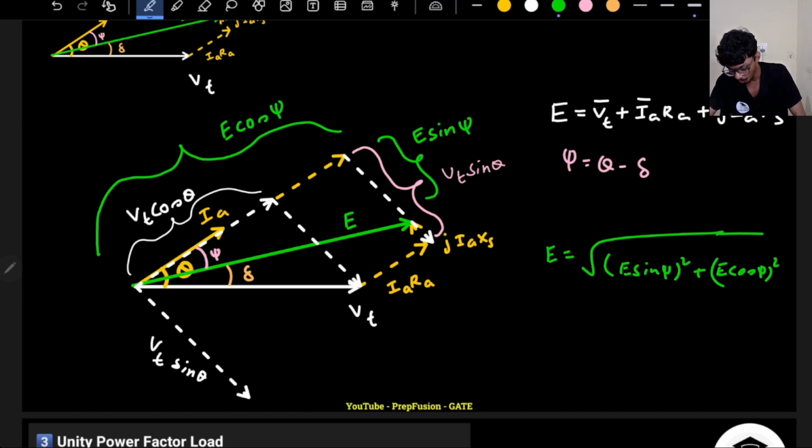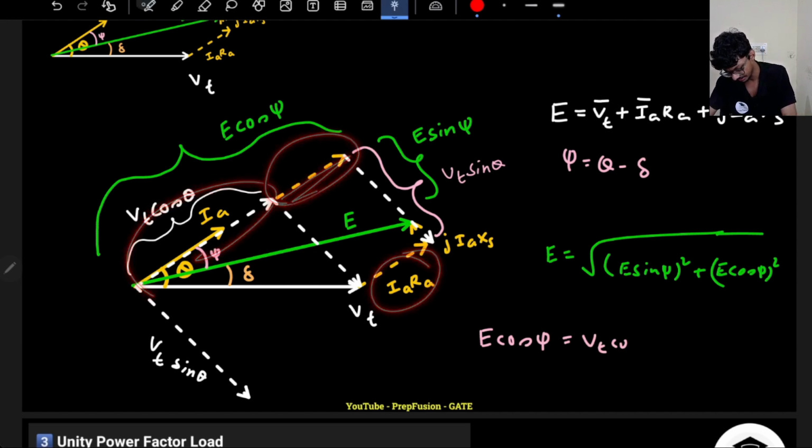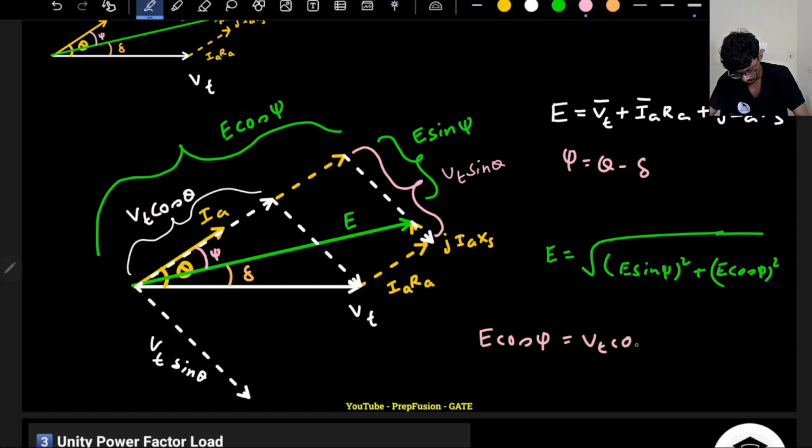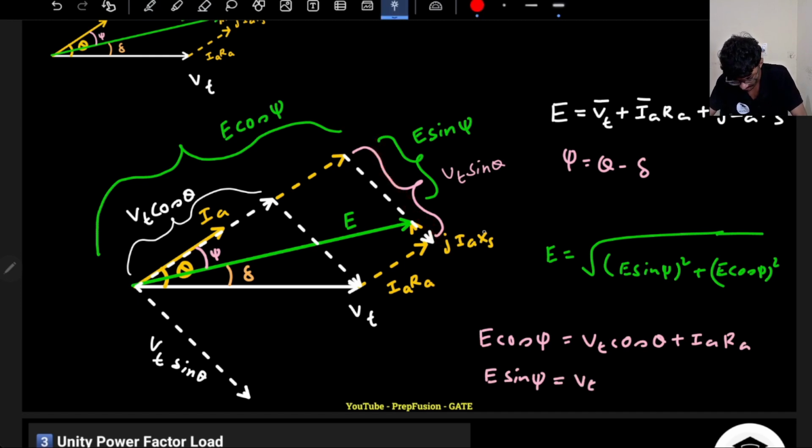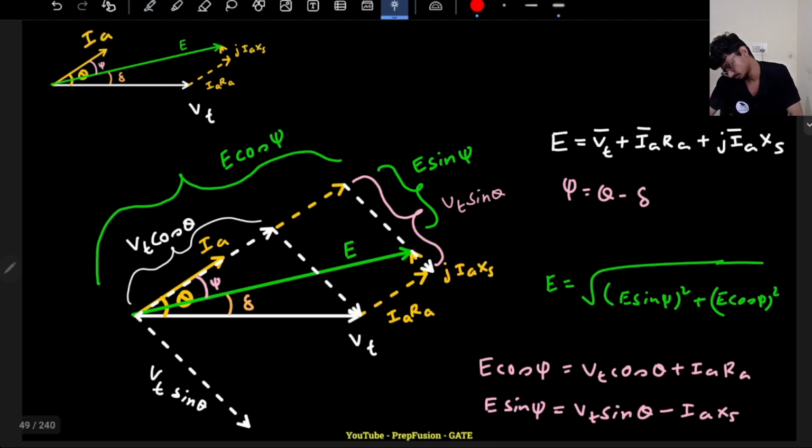Okay, so what is your E cos phi and E sin phi? E cos psi is basically Vt cos theta, this component, plus the remaining one, that is IARA, right? So Vt cos theta plus IA RA, and your E sin psi, not phi, equals Vt, this whole length, minus this length, right? IXS. So this will be Vt sin theta minus IAXS. XS is a positive number, okay?